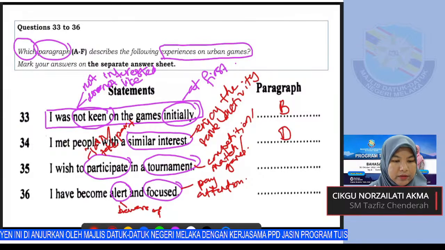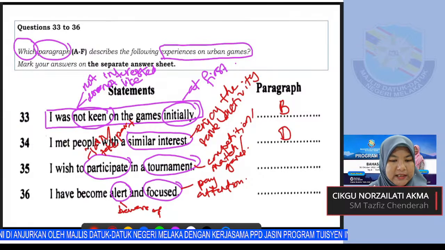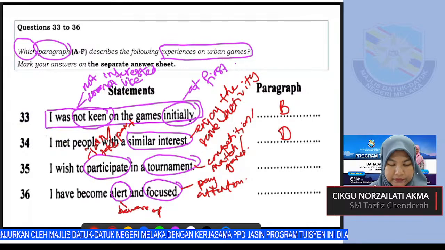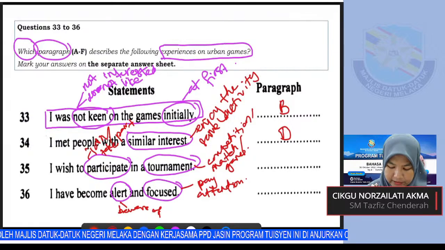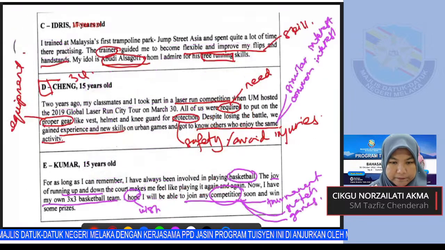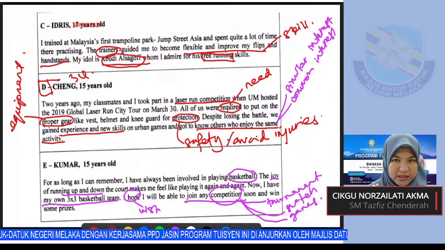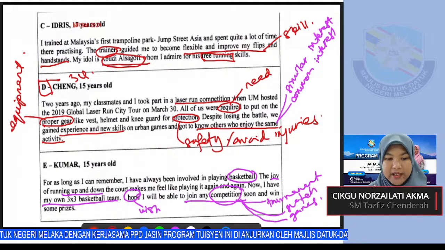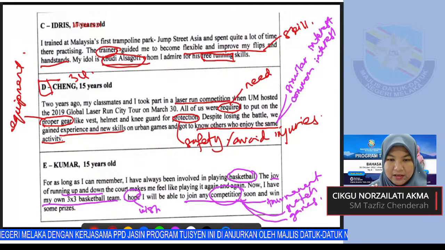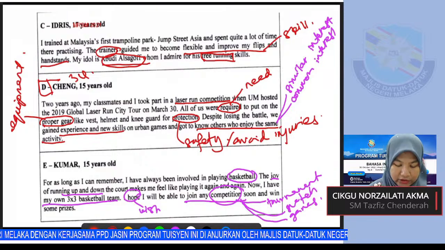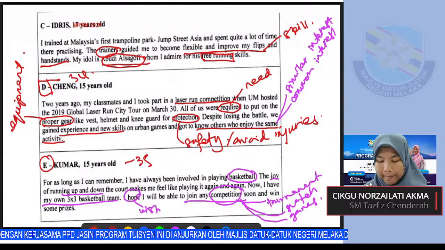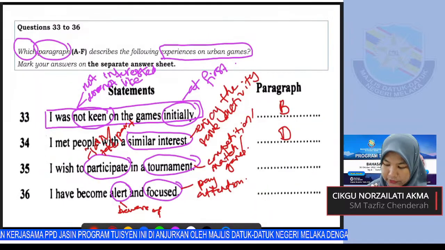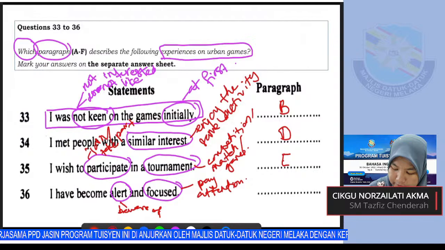And then 35, I wish to participate in a tournament. Who wants to participate in the tournament here? Can you see it? Tournament, a similar word can be competition, match, or game. I think you can see it here. It is Kumar. So Kumar will be paragraph E.